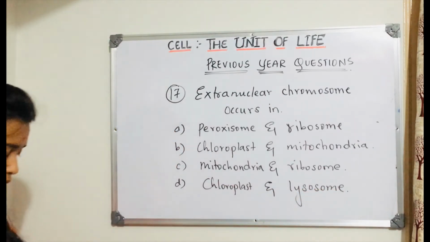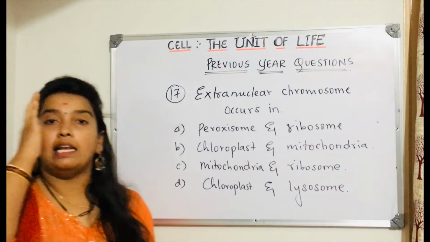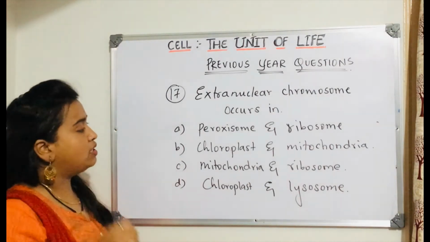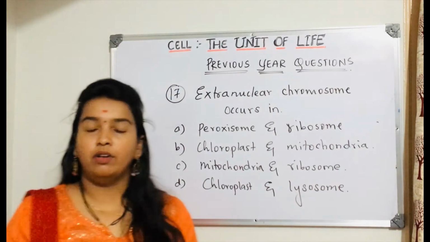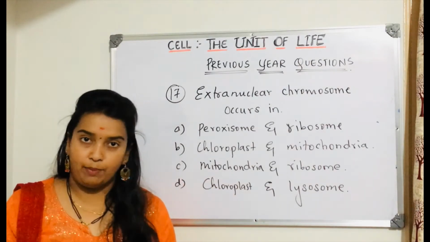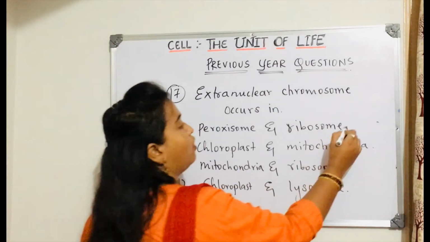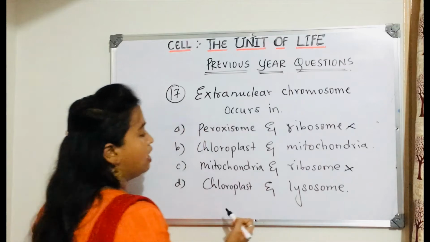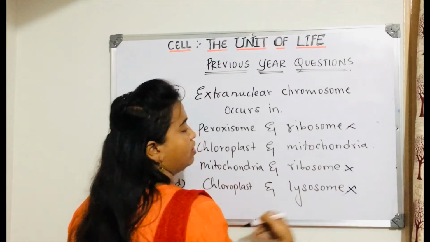See, what is the question here? Extranuclear chromosome occurs in... Chromosome you usually find in the nucleus. They are asking where else you will find it outside the nucleus. Ribosome is made up of rRNA and protein, so in it you will not find any kind of chromosome. So this is wrong. Lysosome has only hydrolytic enzymes, so this is also wrong.